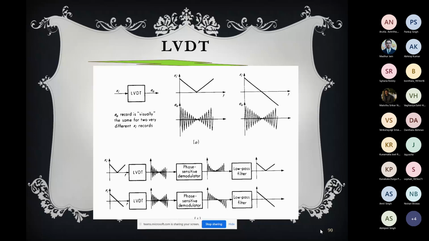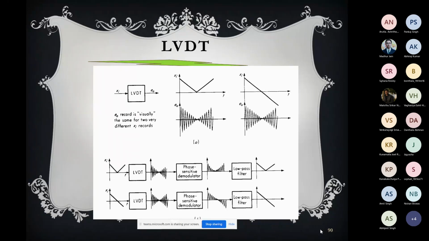So as you see that E0, the recording output is visually the same for the two different Xi. One Xi is from above null position to 0, then going above null position. Another Xi is above null position to 0, then going below null position. And E0 output is visually the same from the two motions.